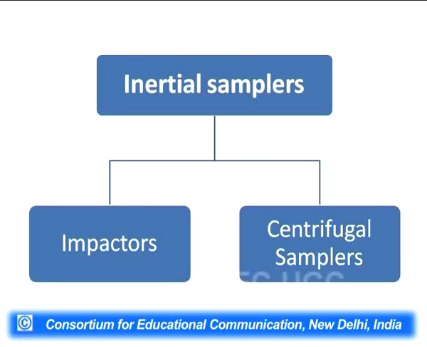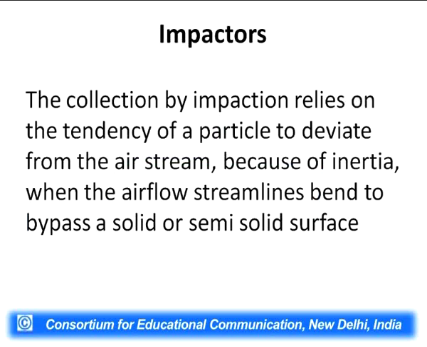Now, what are the different types of inertial samplers? They are impactors, and another one is the centrifugal sampler. Starting from impactors, what happens in impactors? In fact, collection by impaction relies on the tendency of particles to deviate from the air stream because of inertia, when the airflow streamlines bend to bypass a solid or semi-solid surface.